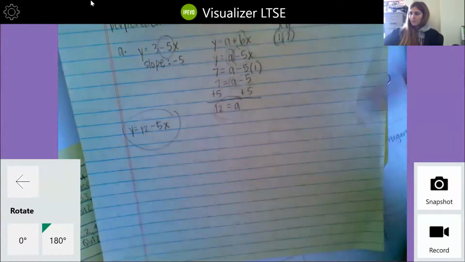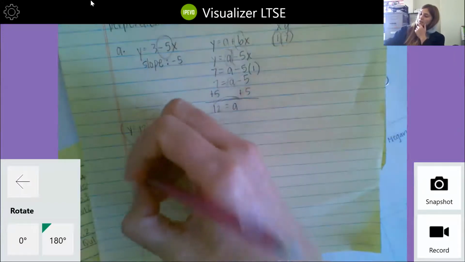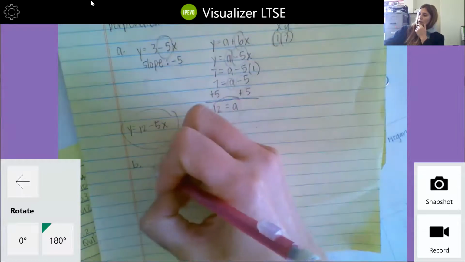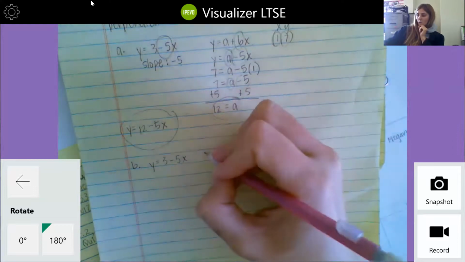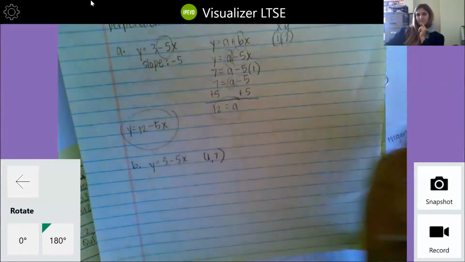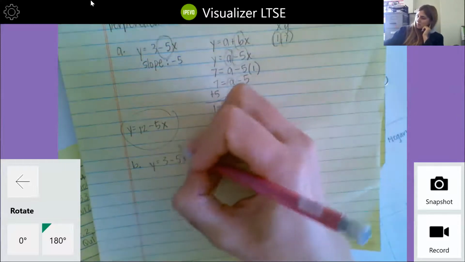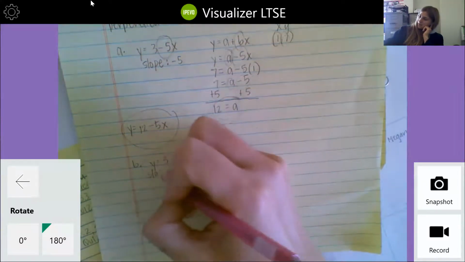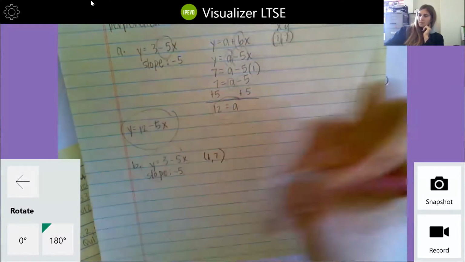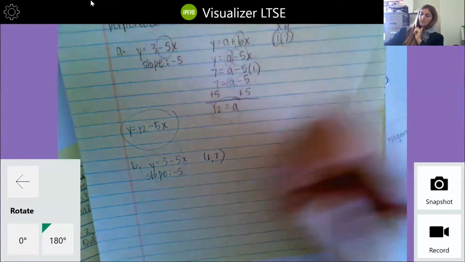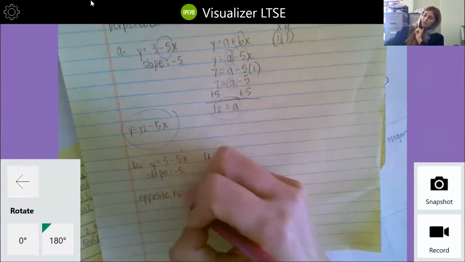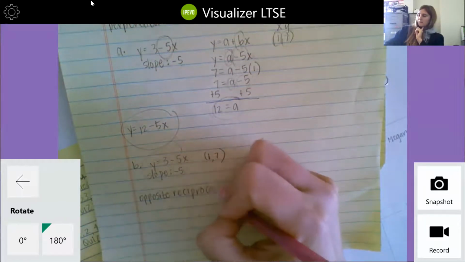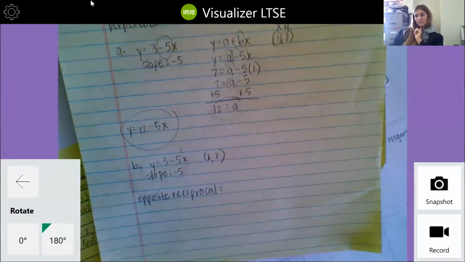Great, let's try the second one where we're looking for a line that's perpendicular to y equals 3 minus 5x and passes through (1, 7). So again, my slope of this line is -5. So think about it for a second. What is the opposite reciprocal of -5? Pause the video, think about it, and then come back.